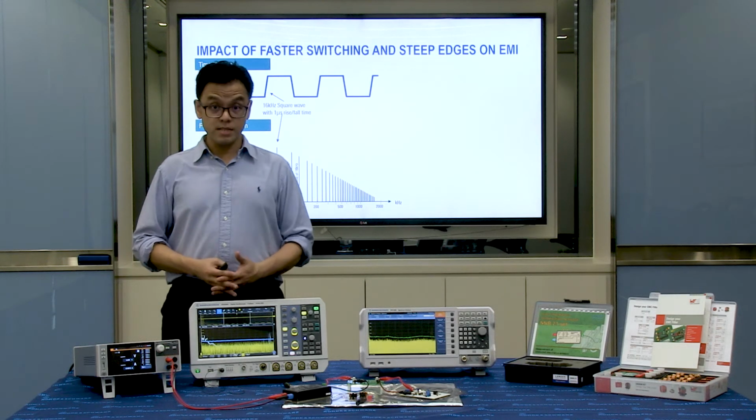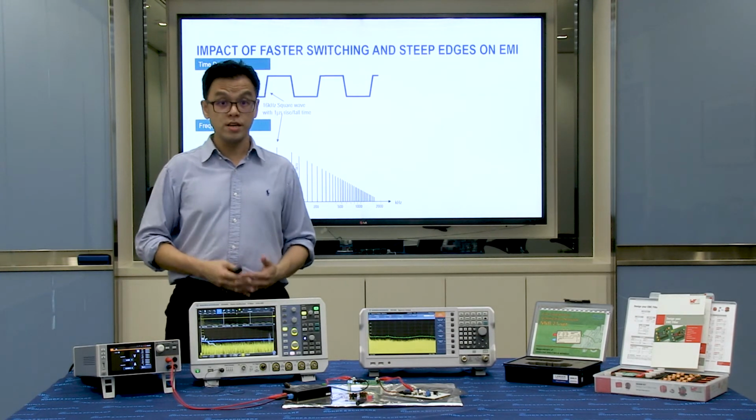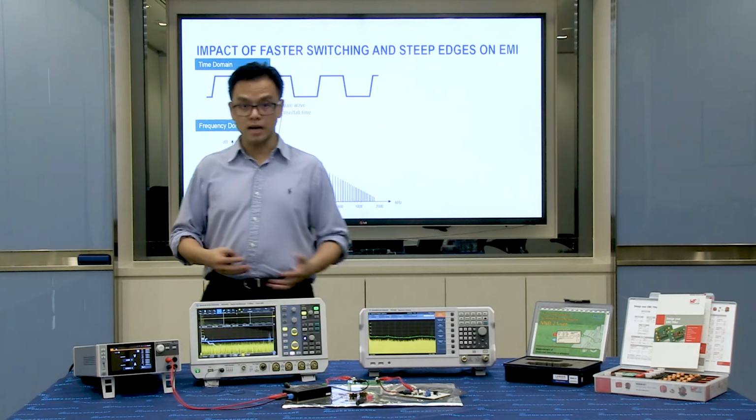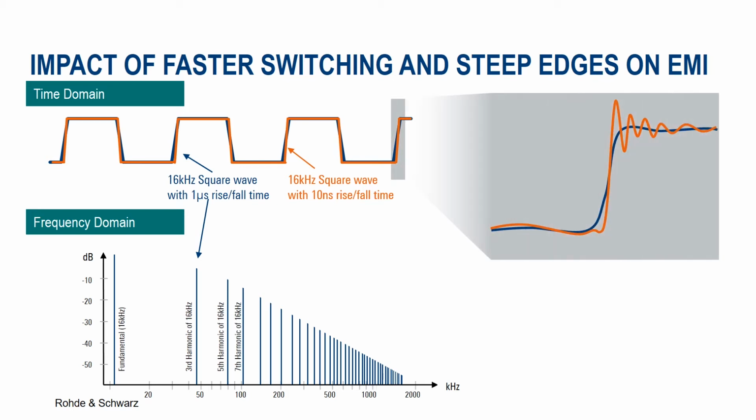For better efficiency, switch mode power supplies are moving towards faster switching technology using gallium nitride and silicon carbide. This will be a challenging technology in EMC because with the faster switching, it will definitely introduce more harmonics into the circuit.